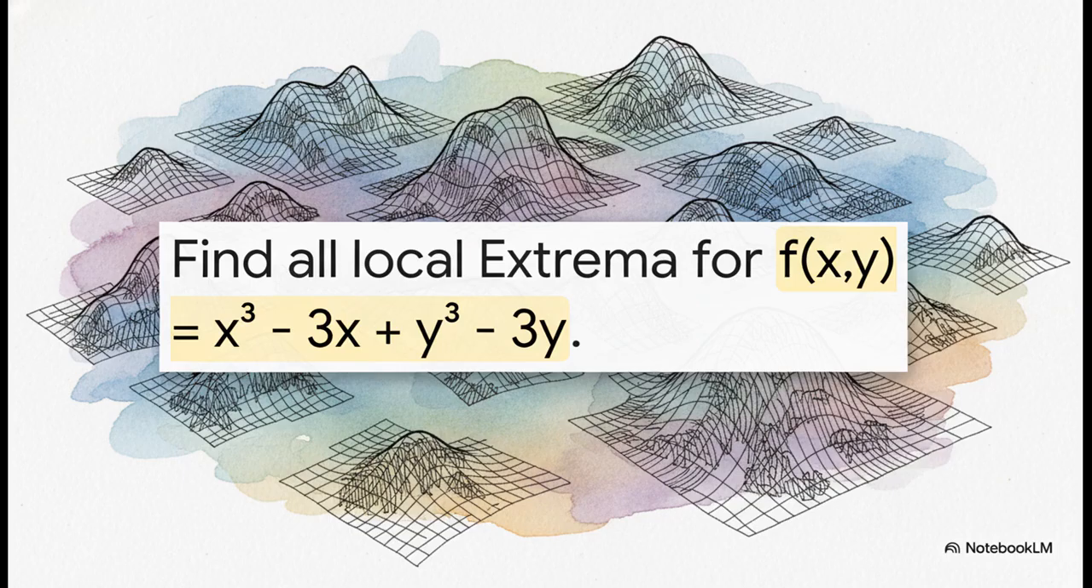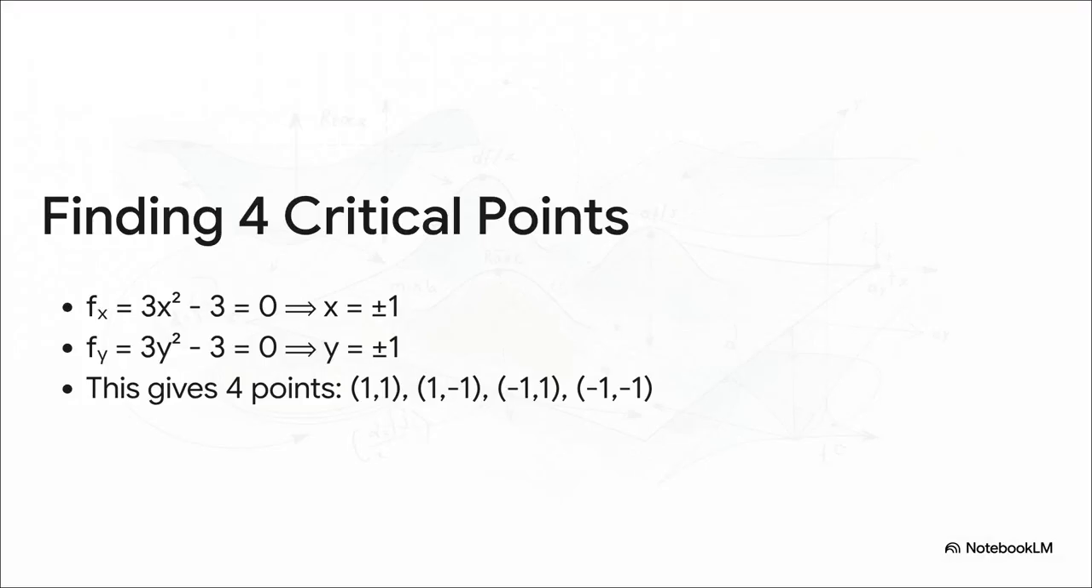Okay, last one. Let's tackle something a little juicier. See those cubic terms? That's a hint that things are about to get a little more complex. We're probably going to find more than just one critical point this time. And yep, there it is. When we set the partial with respect to x to 0, we get 2 answers, plus or minus 1. Same thing for y.